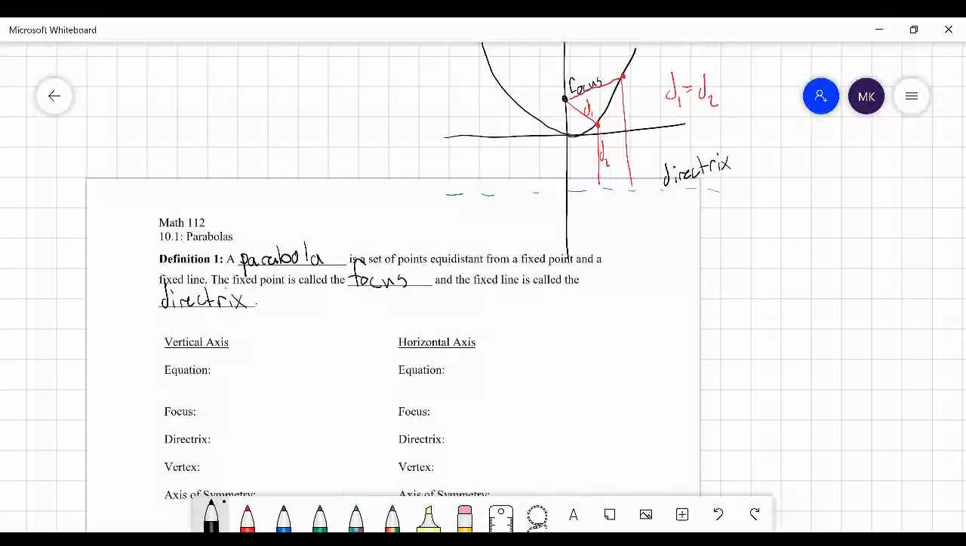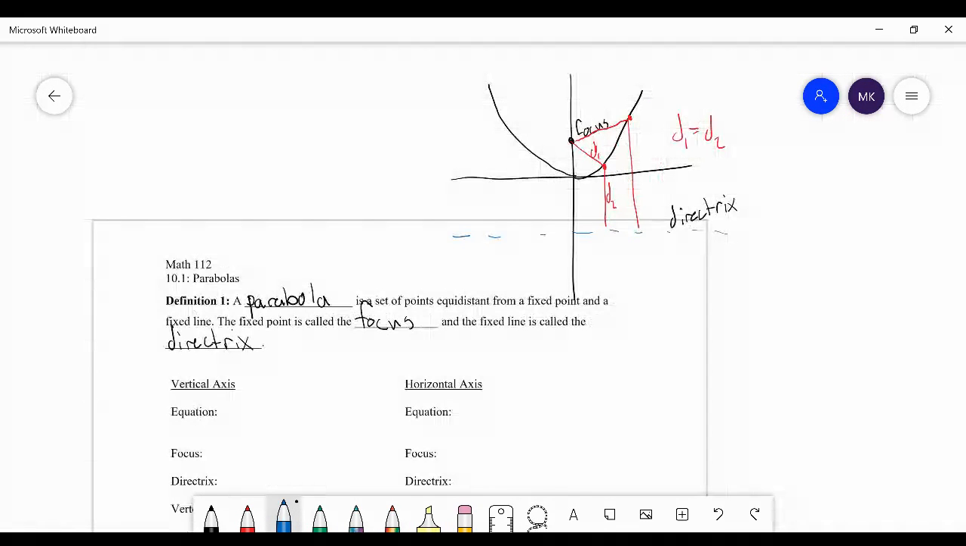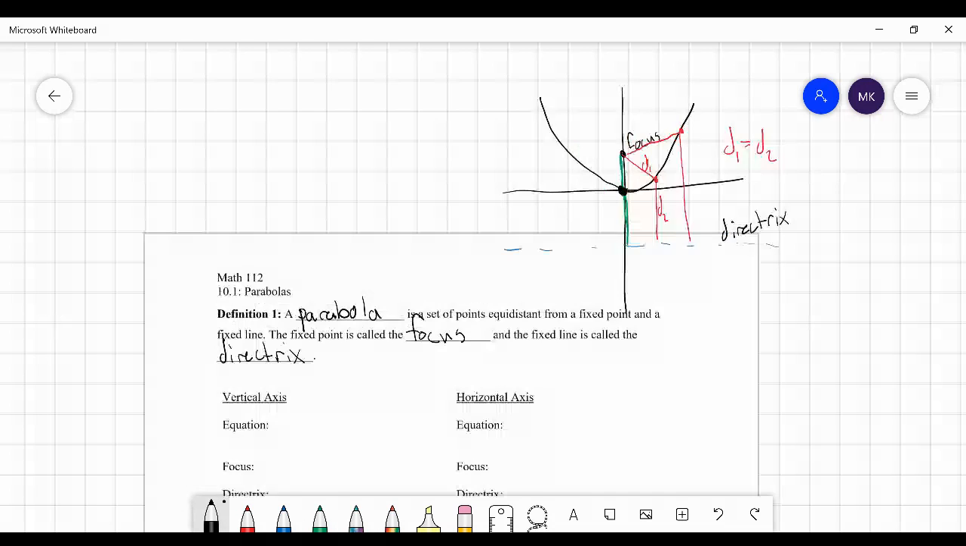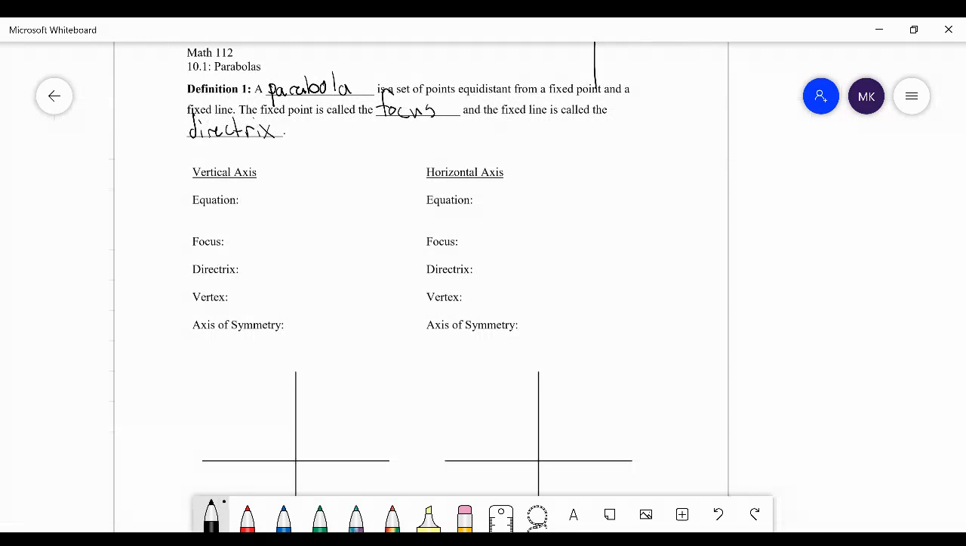And what's really nice about that is we can see here that if we cut the distance between the directrix and the focus in half, that is where our vertex is. Okay. So we'll talk about how to find that. So let's talk about the general equation.